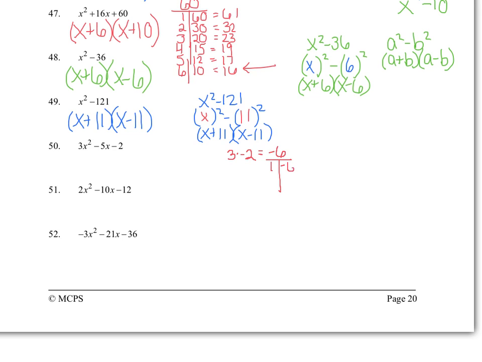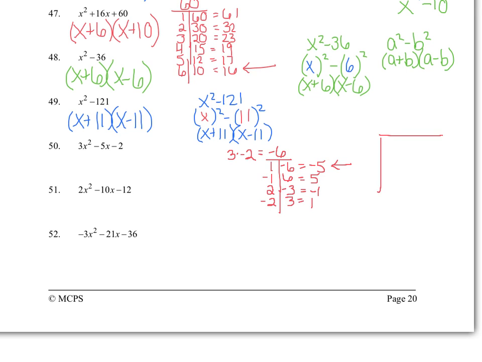Well, we have 1 and negative 6, negative 1 and 6, 2 and negative 3, negative 2 and 3. 1 and negative 6 is negative 5. Negative 1 and 6 is 5. 2 and negative 3 is negative 1. 3 and negative 2 is positive 1. Since I want it to add to negative 5, I'm going to use these. But it doesn't work the same way. It's not as simple as when a is 1.